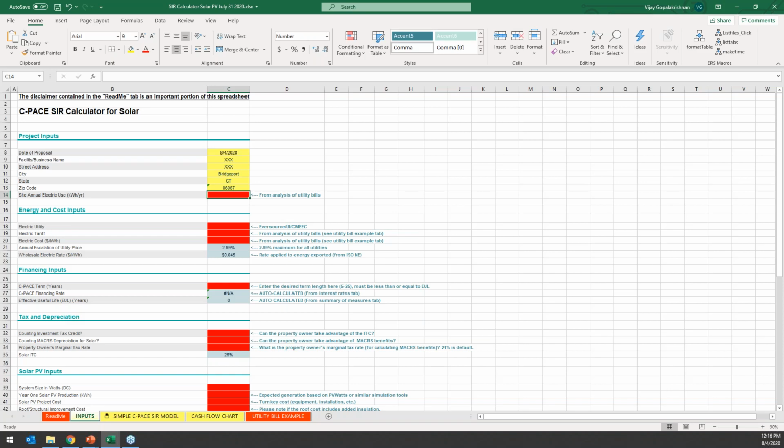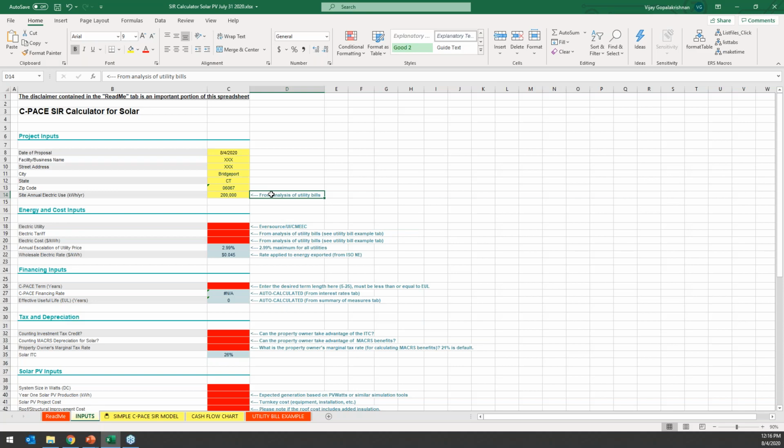And then we dive into the annual electric use. So as I said in the project introduction, this facility uses 200,000 kilowatt hours per year. Now, this value comes from an analysis of the utility bills. So the utility bill analysis ideally involves the review of 12 actual utility bills. If 12 bills aren't available, at the very least, we should have one most recent bill or the most recent applicable bill that shows the usage over the past 12 months.